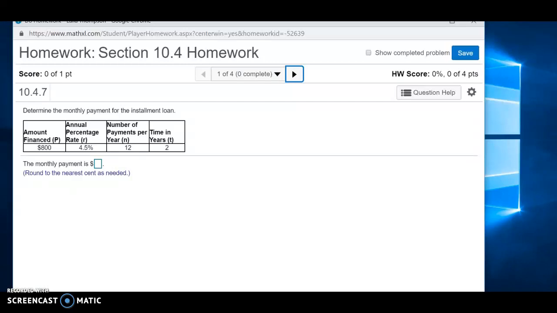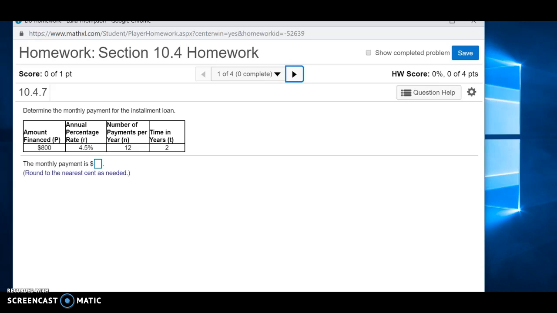Hi everyone, I wanted to make a video to help you with your homework for section 10.4 and to also discuss the idea of qualifying for a mortgage that is discussed in section 10.5. So this is an example from the homework.